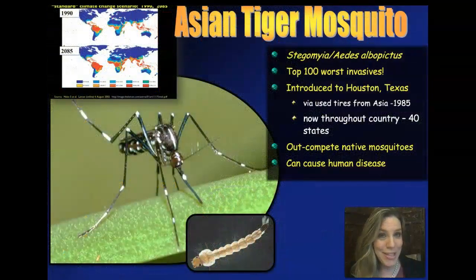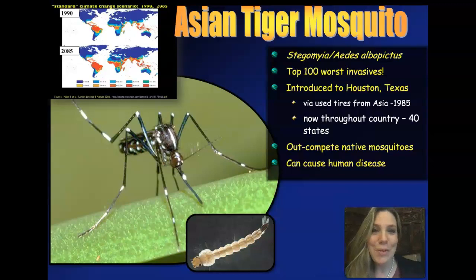So our next invasive species might not be near and dear to the hearts of most people, but I'm one of the few people that actually have a soft spot for the Asian tiger mosquito in a weird way, because I worked on the Asian tiger mosquito for my master's thesis.